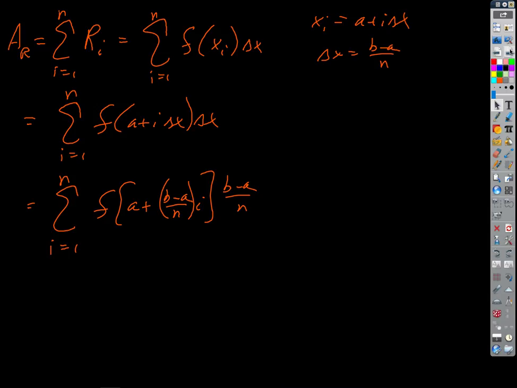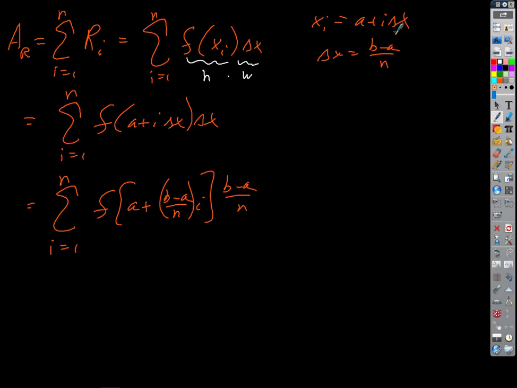Okay, so if we're going to add up the right sum, which is the easier of the two, we just said that's going to be the sum of the area of each rectangle, and all this amounts to is a height times a width of each rectangle. And we know that x sub i, thanks to Marin, is a plus i delta x, our definition of x sub i.